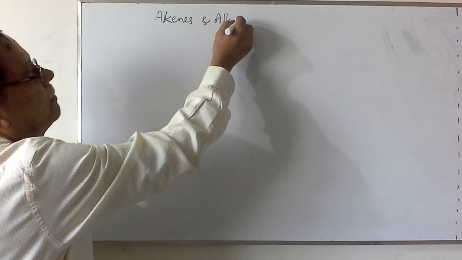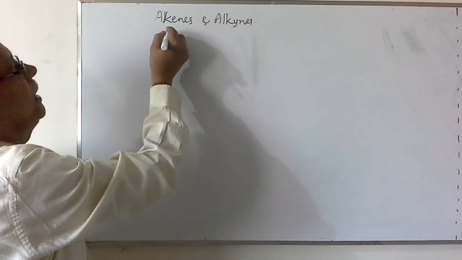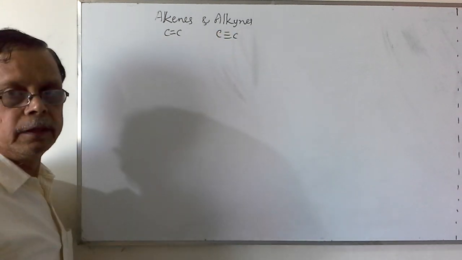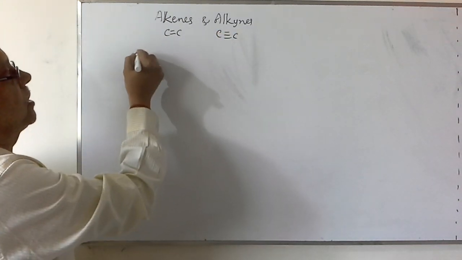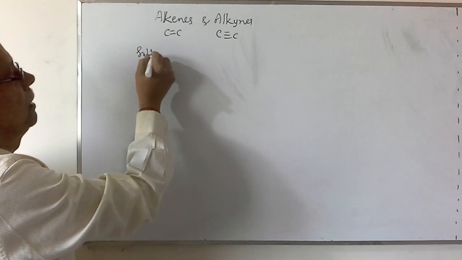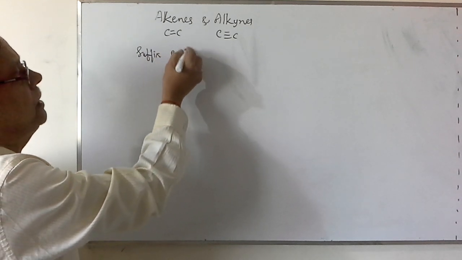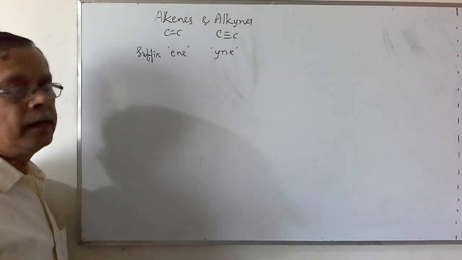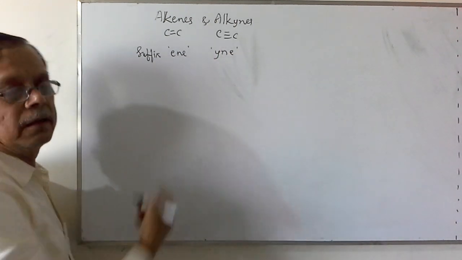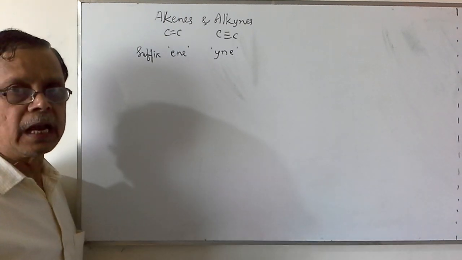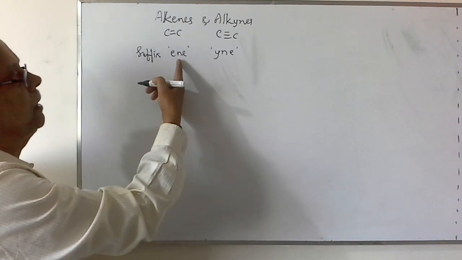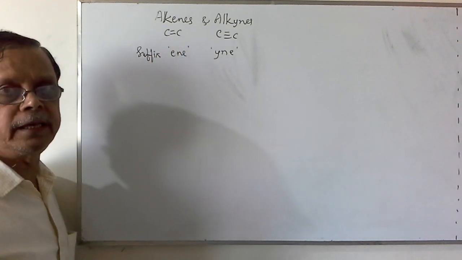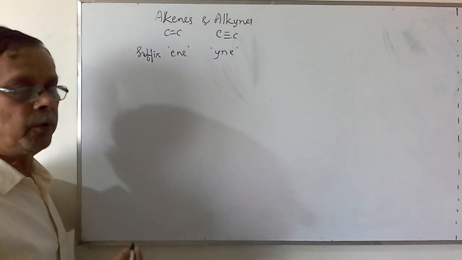Alkenes and alkynes. Alkenes contain a carbon-carbon double bond, while alkynes contain a carbon-carbon triple bond. So the suffix used for the carbon-carbon double bond is ENE, while that for the carbon-carbon triple bond is YNE. And while naming these alkenes and alkynes, the preference should be given so that the least possible number is given to the carbon carrying the double bond or triple bond.